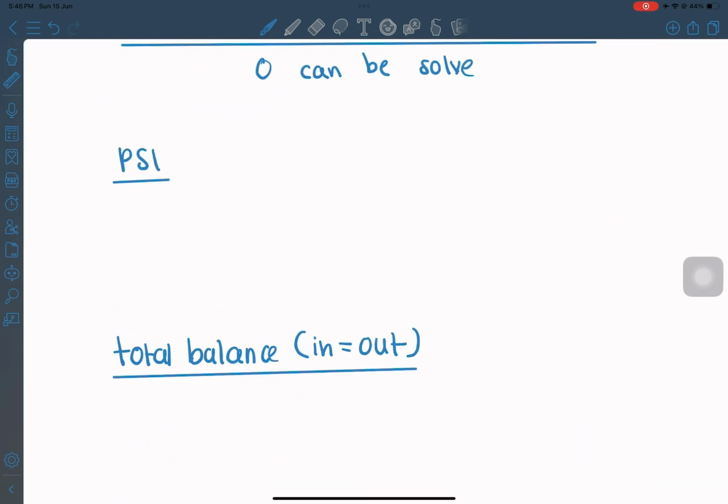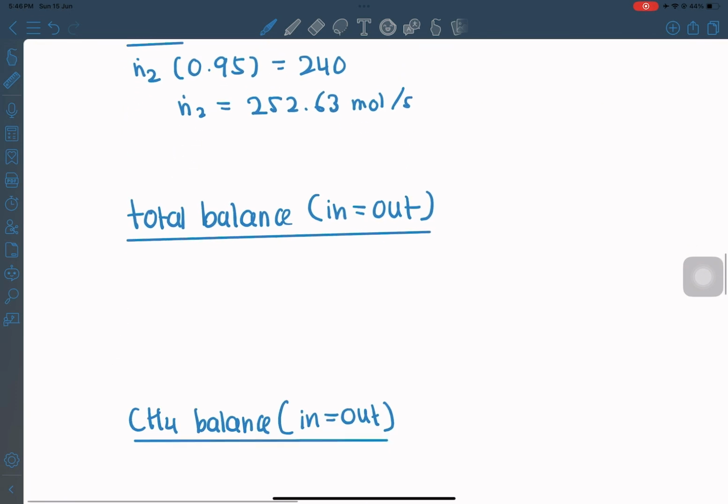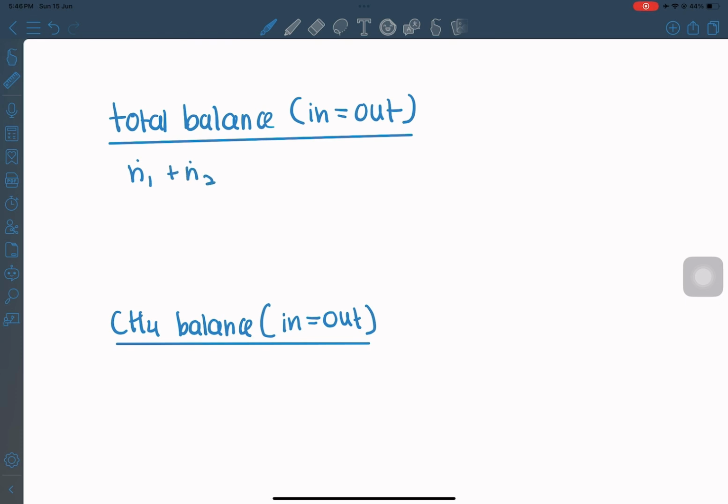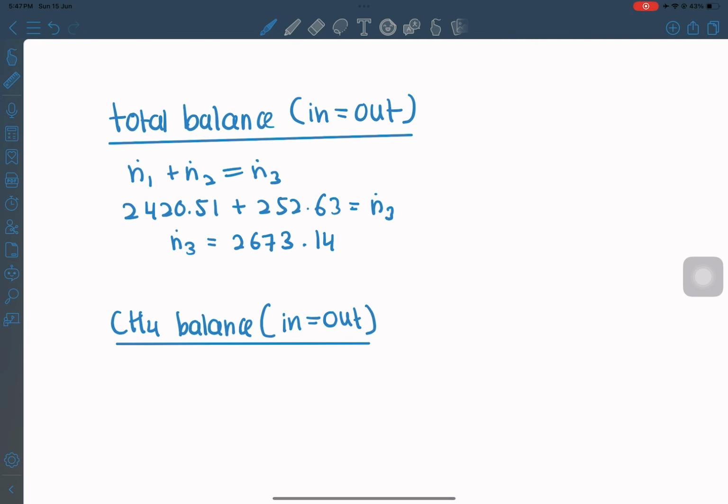Then we calculate the specification for S1. N2 times 0.95 equals 240. Then we get N2 equals 252.63 mol per second. For the total balance, in equals out, N1 plus N2 equals N3. Then we get N3 equals 2673.14 mol per second.